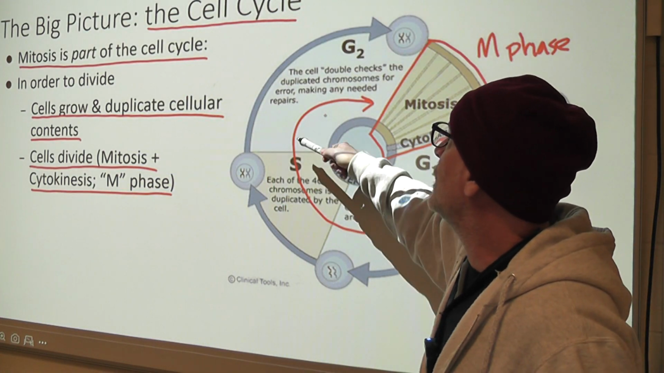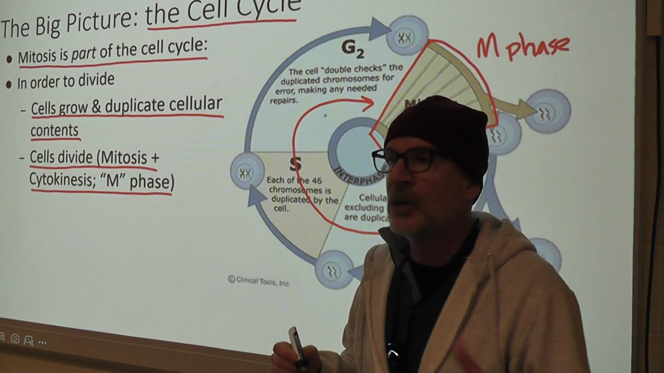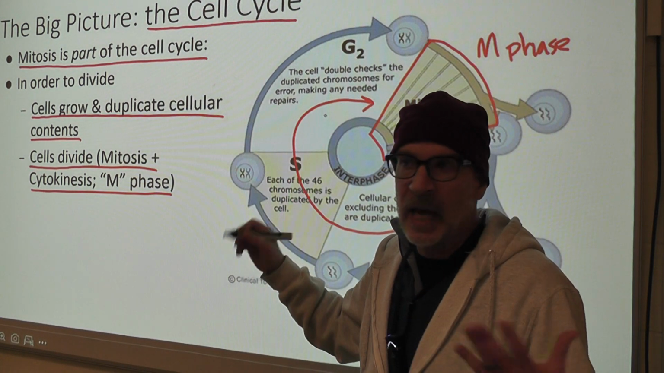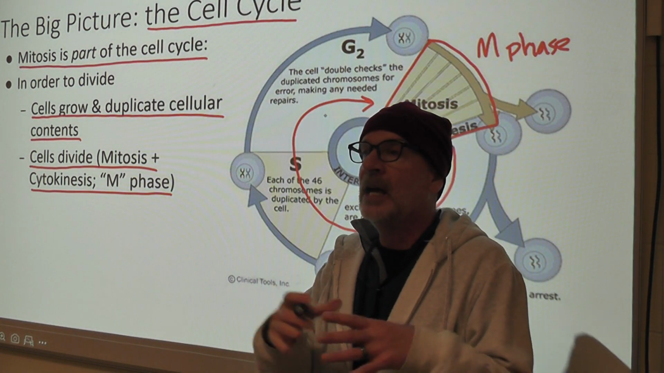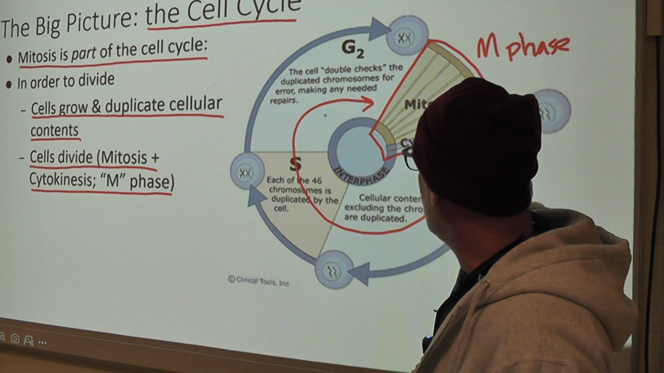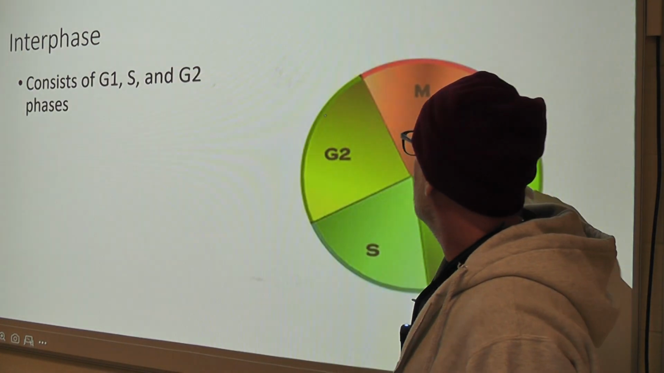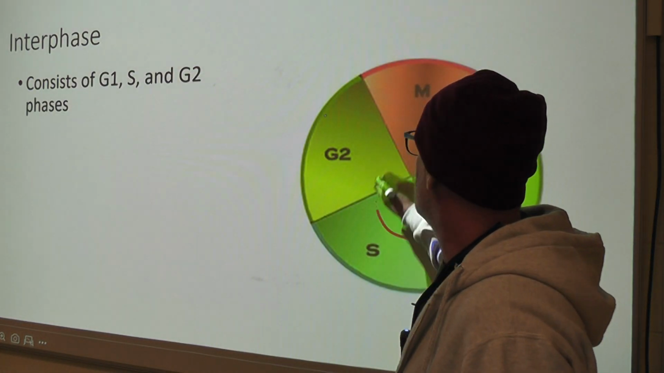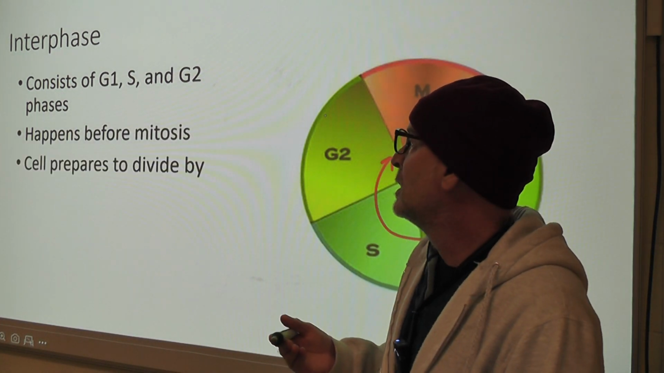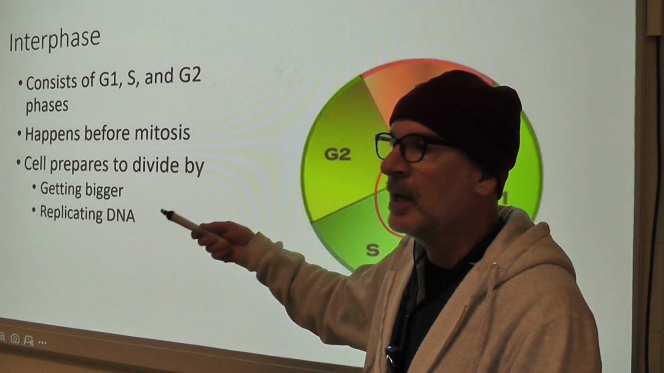And then this G2 is just some more growth, and there's some error checking that goes on there, but you don't need to know the details of these things. You don't need to know exactly what happens. Just the idea is that the cell has to grow and duplicate stuff, and then it all gets split up. First the DNA gets split up, and then everything else gets split up. This interphase piece, which we'll just talk about super briefly, happens before mitosis. And basically this is where the cell divides by getting bigger and duplicating things.